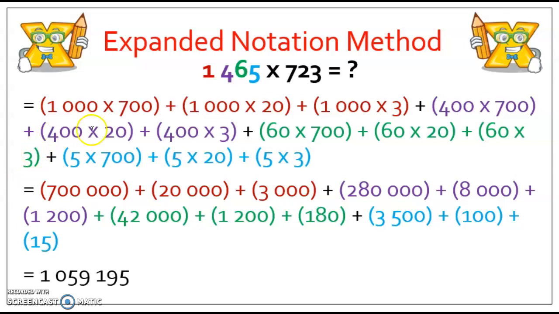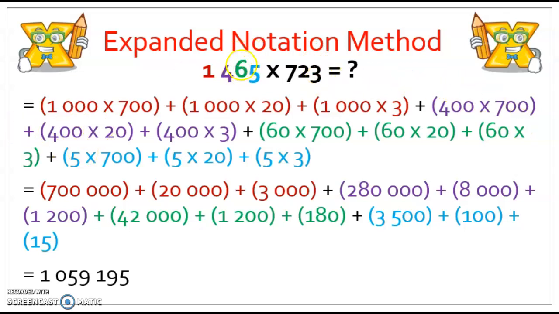Now, I've highlighted all the numbers we multiplied by 1,000 in red, all the numbers we multiplied by the hundreds in purple, all the numbers we multiplied by the tens in green, and by the units in 5. So we have to multiply the 1,000 by 700 and by 20 and by 3. So 1,000 times 700, 1,000 times 20, and 1,000 times 3. Now we have to do the same for the hundreds. 400 times 700, 400 times 20, 400 times 3. There it is, all there in purple.